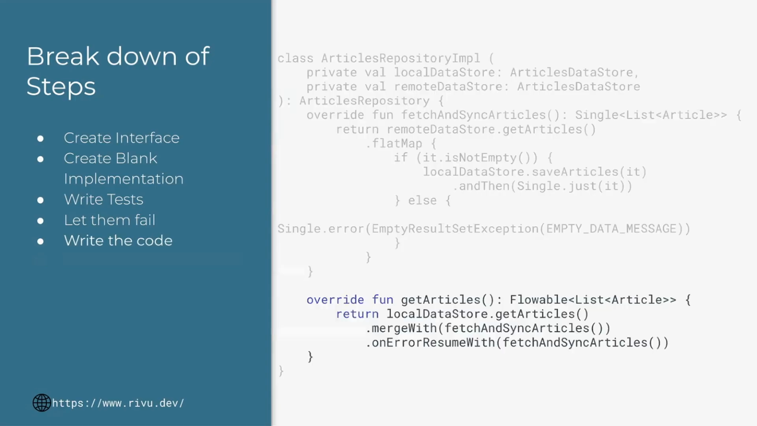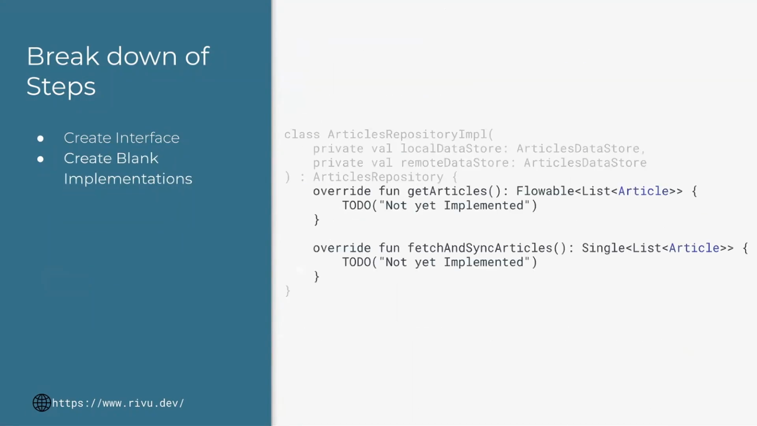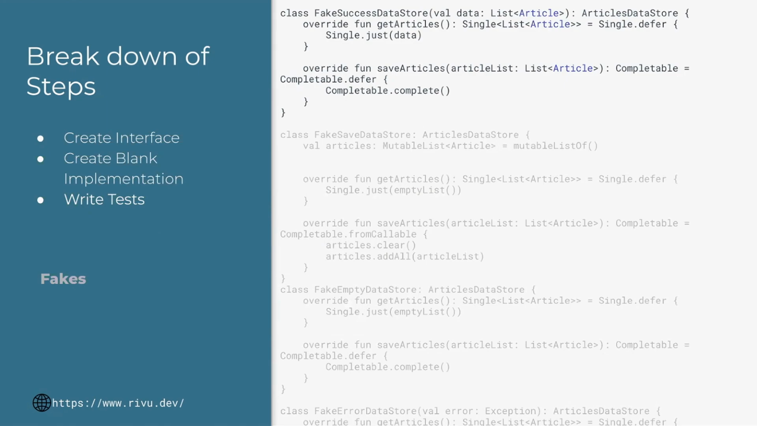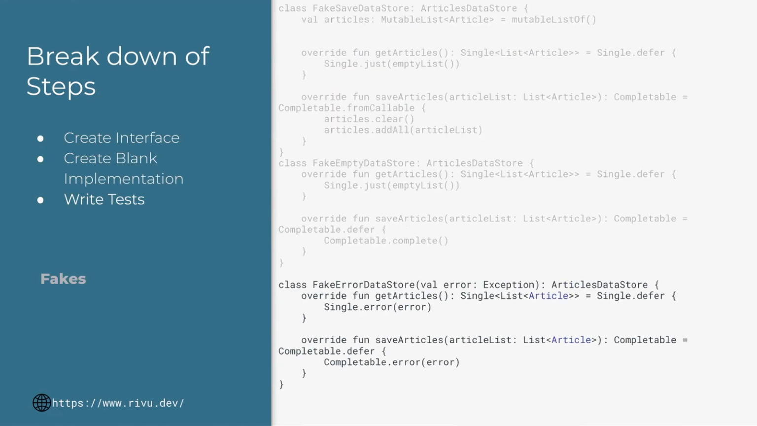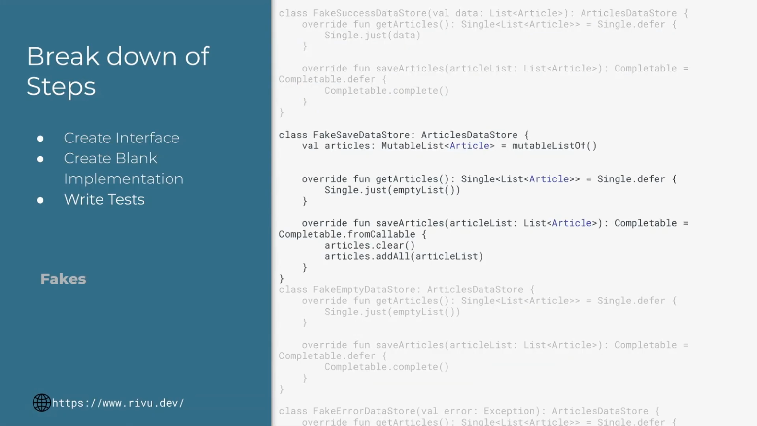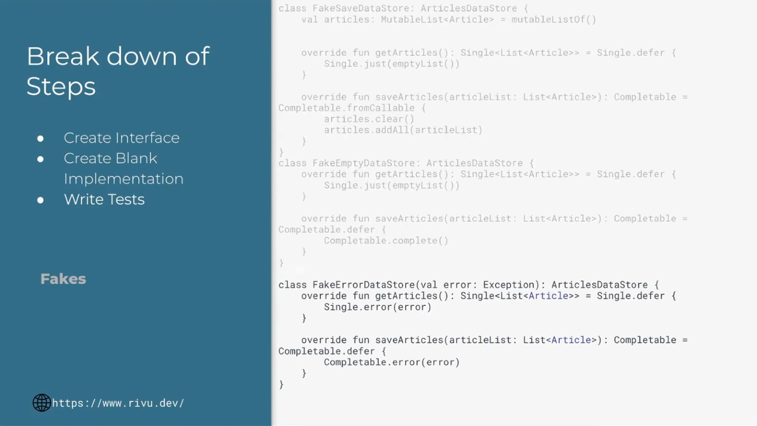We can actually see the methods again. So that was the interface. That's the blank implementation. And then these are the fakes. So again, the success data store actually returns some data. The fake save data store saves the data that we are using in the assert, so this is where the data actually gets saved. And the fake empty data store emits empty, and the fake error data store emits error.